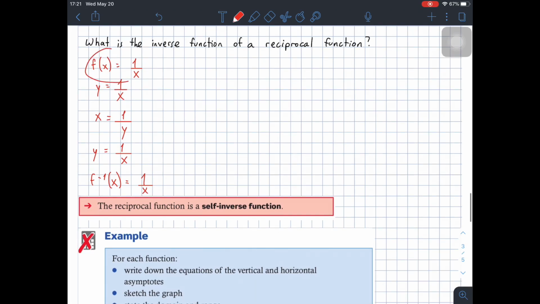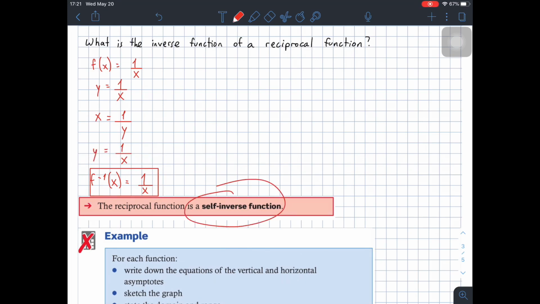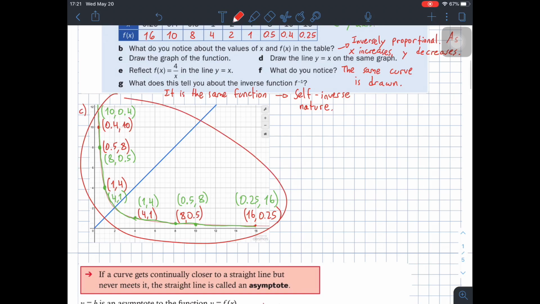But the original function was 1 over x, right? So we see that the inverse function ends up being exactly the same as the original function. And that is the self-inverse function. It's that the function and its inverse are the same, right? So we saw algebraically how that occurs, and we've also seen graphically through this example how that occurs, right?